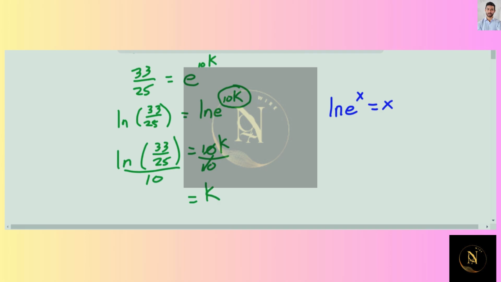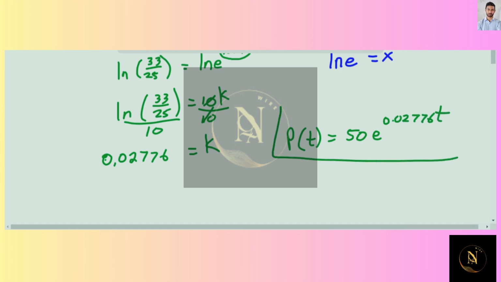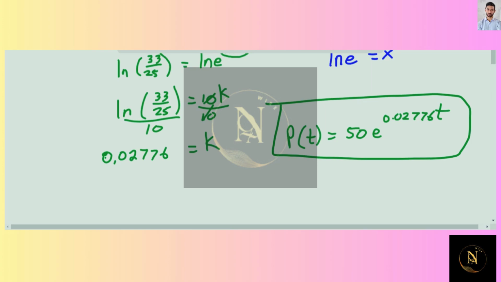Perfect. Now that we've isolated k, we can go to our calculator. So we're going to have the natural log of 33 divided by 25, divided by 10. In this case, it looks like they want it around 5 places after the decimal. So you would find that k would be approximately 0.02776. Now that we have k, we can write our formula. It will be P of T equals our initial value, which was 50, times e raised to the 0.02776 times t power. That will represent the population for Congo.